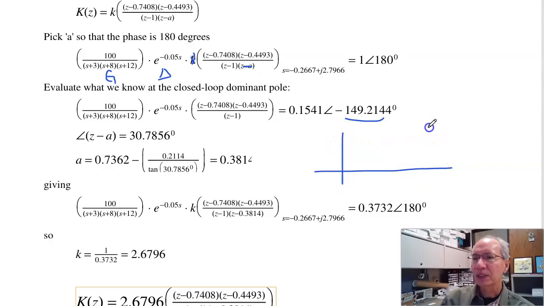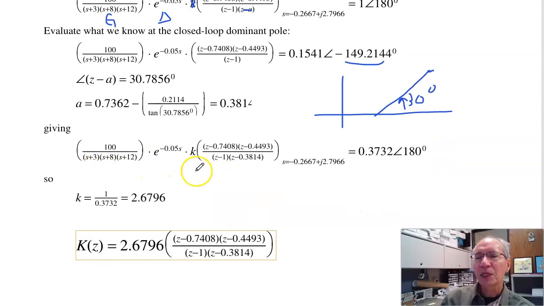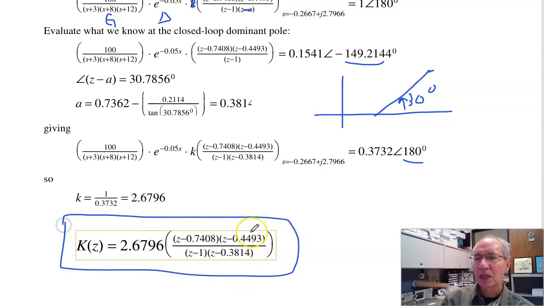So here's my point in the s-plane. This is 30 degrees away. So I can find A. A is 0.73 minus 0.21 over the tangent, 0.3814. That gives me the form of K(z). Plug in my design point, angle's 180, that's good. Gain's wrong, pick K to make the gain 1, and here's K(z). That's one solution, there's many others.